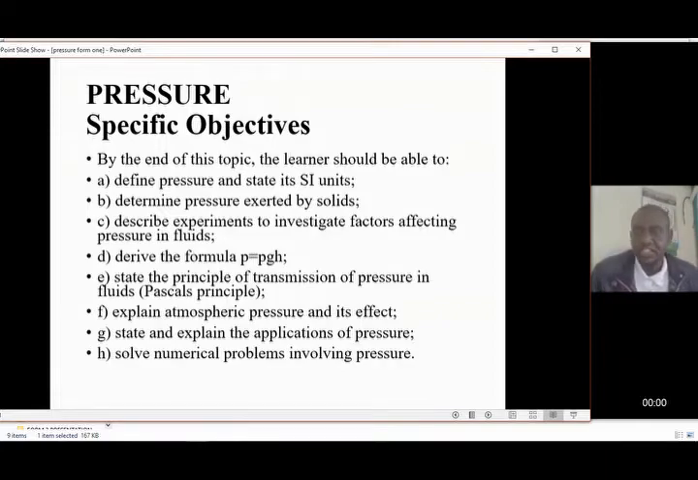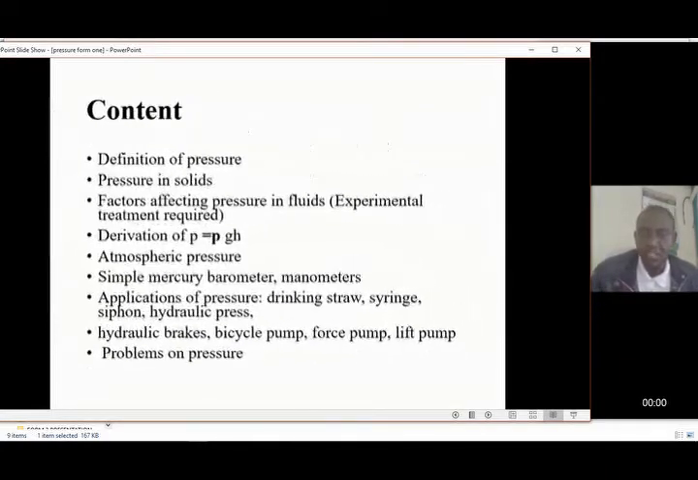In these objectives, the main content we are covering is the definition of pressure, then pressure in solids, factors affecting pressure, we derive the formula, then we move to atmospheric pressure. But today, I will reach up to deriving the formula. The other part will be completed in the next lesson.